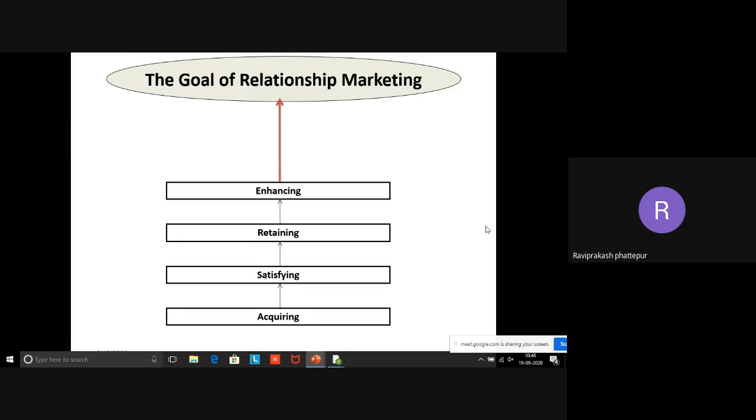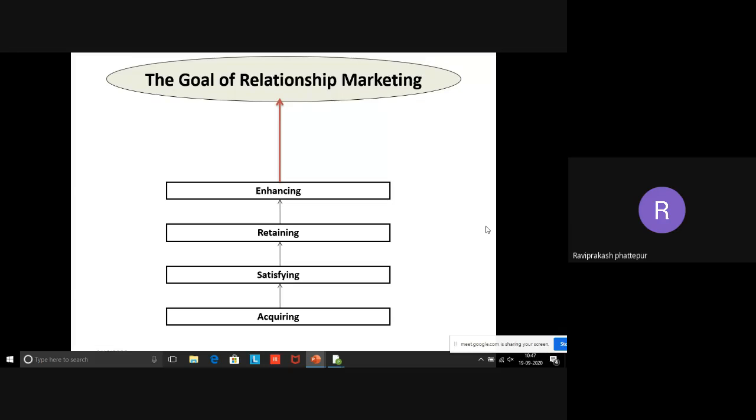Next, moving to the next one, goal of relationship marketing. What it is? First is acquiring, satisfying, retaining, and enhancing. So these are related to the four levels only. First one is acquiring. Why? Because the customer doesn't know, or he has not yet availed our service, or he is availing our competitor's service. So that means we need to acquire the customer. So the first stage is acquiring the customer.